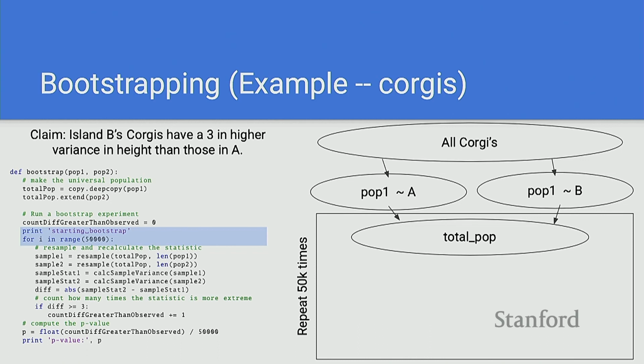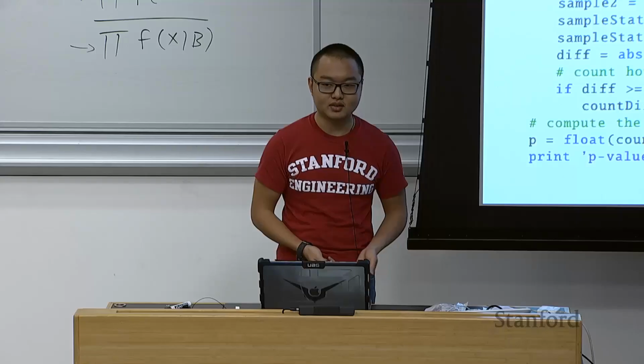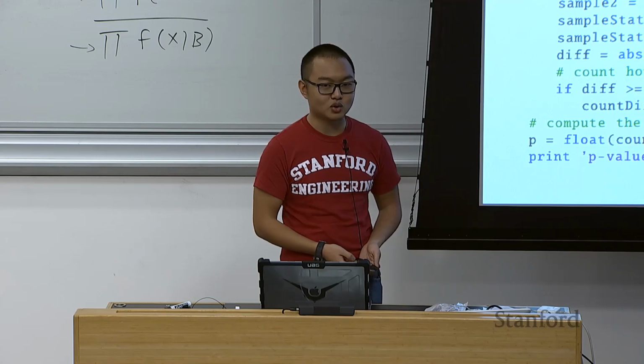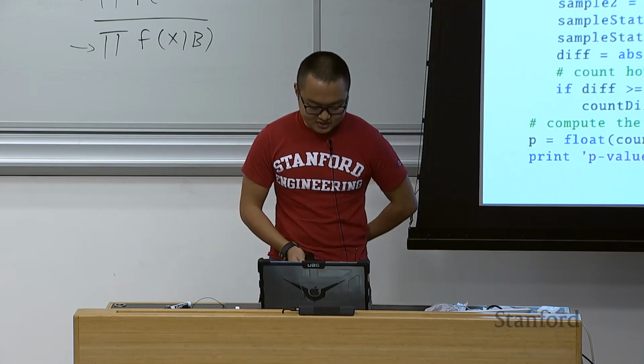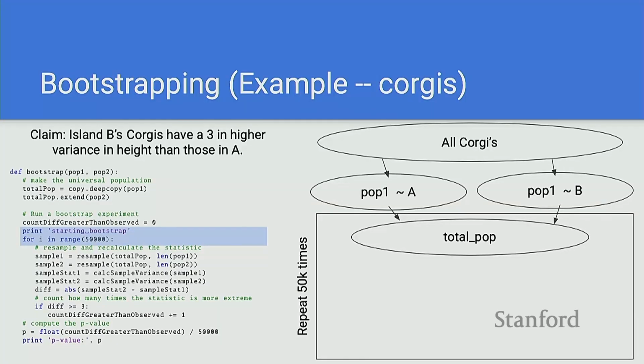Then we enter a for loop and we repeat the following 50 times. Notice that we only repeat resampling from the total population and not resampling from the space of all corgis or from the islands. A good way to know this is that your researchers have already left the island, so they can't go back to take more corgis, right? We could only have so many corgis. So repeat 50 times.